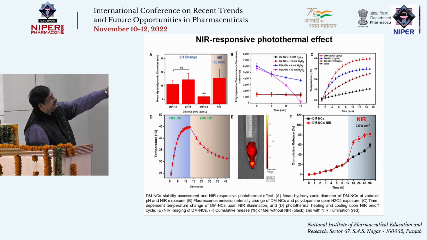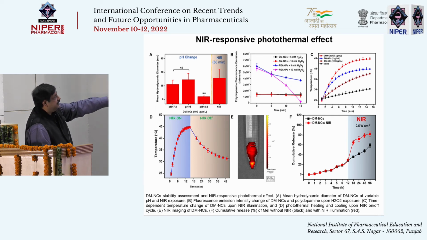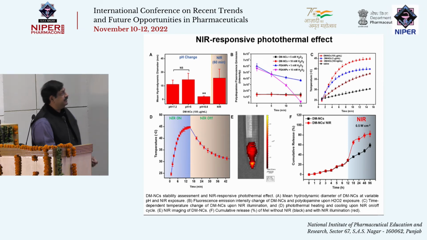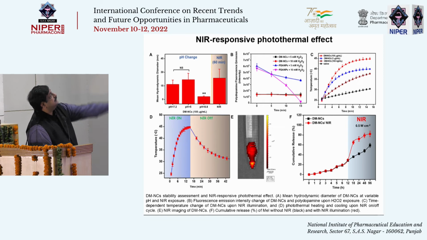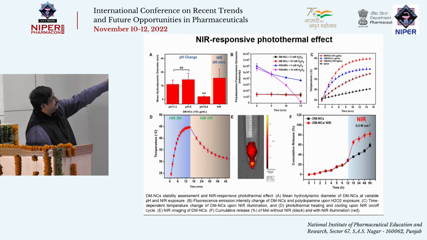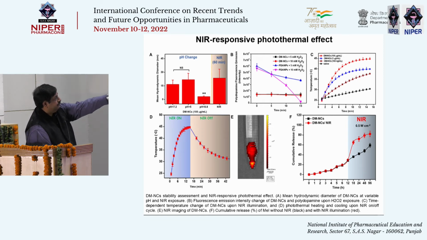After that, we checked the dose-dependent photothermal ability of this nanoformulation, shining the NIR laser. We could see that when we use them concentration-dependently, they generate higher temperature. From there, we did an experiment where we intermittently shined the NIR and turned it off. We could see the temperature rising when we turn on the NIR light, and going down when we turn it off.